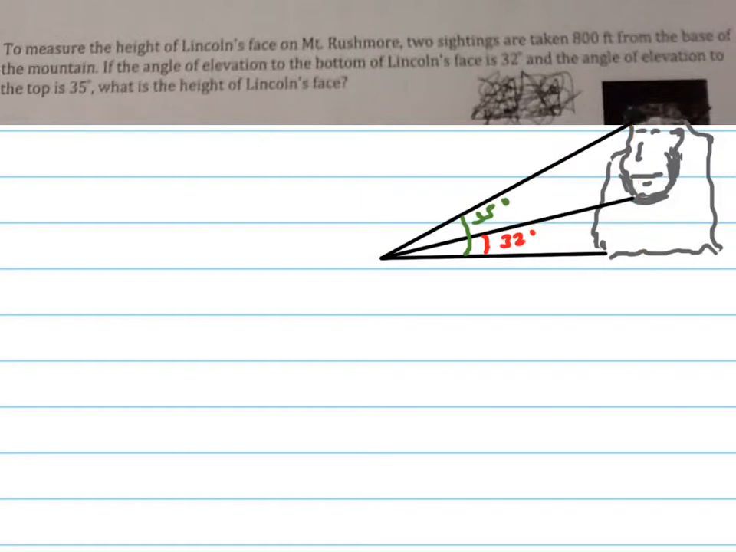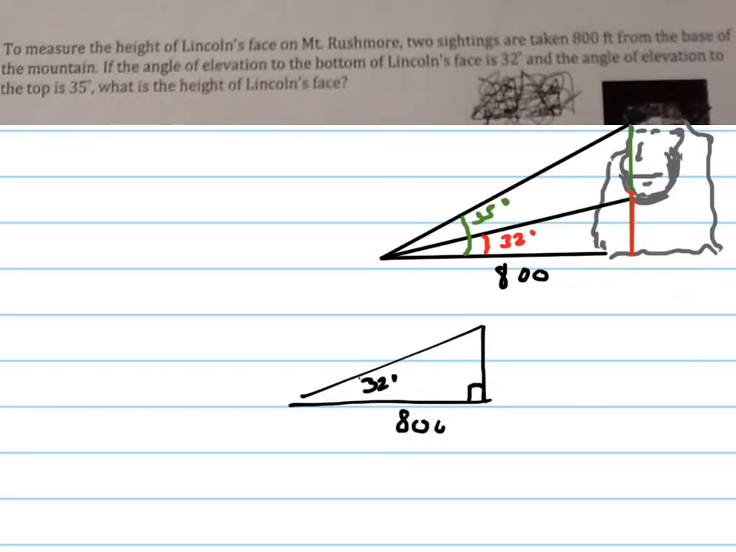I should have made that green, because that's going to go along with that green angle right there. And then the red distance right here is with part of that 32 degrees, that bottom triangle. Then I'm going to use 800 feet. This distance is 800. So this bottom triangle, if I pull that out, it's a 32 degree angle. It's a right triangle, and that's 800 down there.